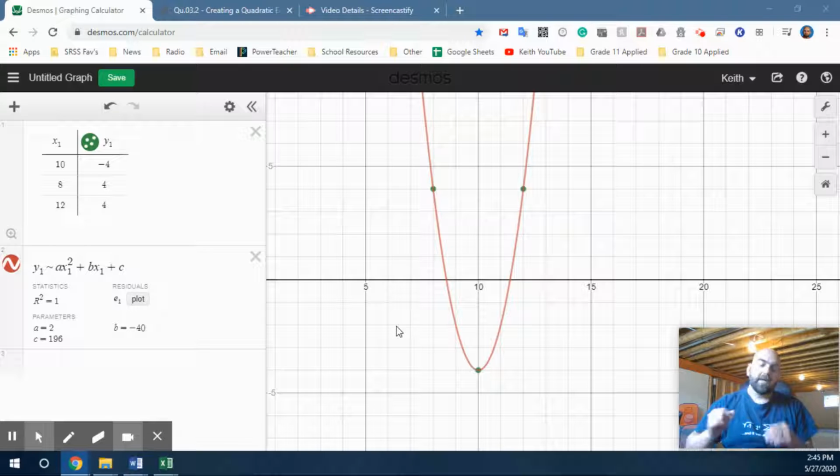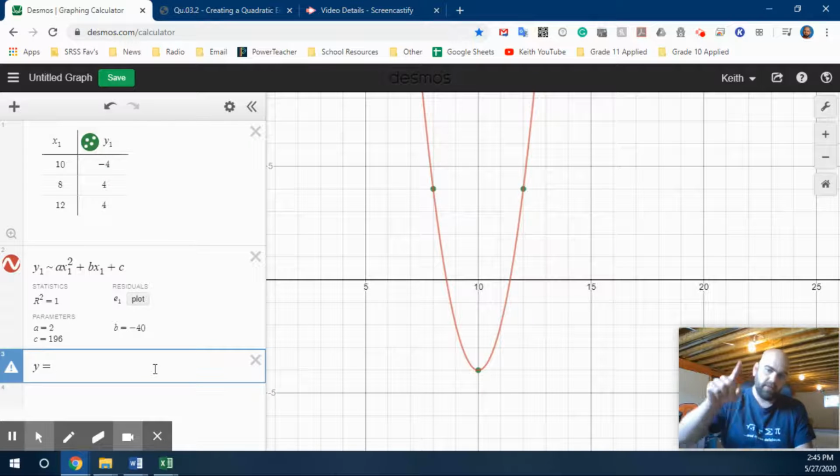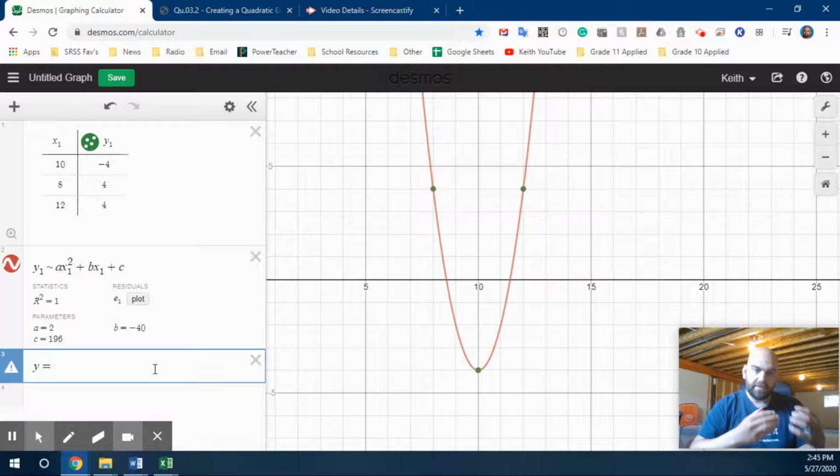So welcome back. We're going to be taking a look now at that equation. What that equation is, and I'm just going to type it in here, it's y is equal to. Now we're going to use equals because now we're actually doing an equation. So I'm going to put this exact equation on. That parabola that you're seeing there should be exactly the same as the one that we type in.